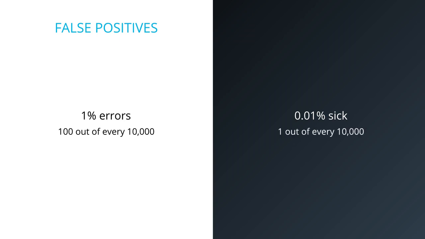This is much less. So if you know you've tested positively, you are still more likely to be among the 100 errors than among the 1 sick. And how much more likely? Around 100 times, and that's why our probability of being sick while being diagnosed positively is around 1%.